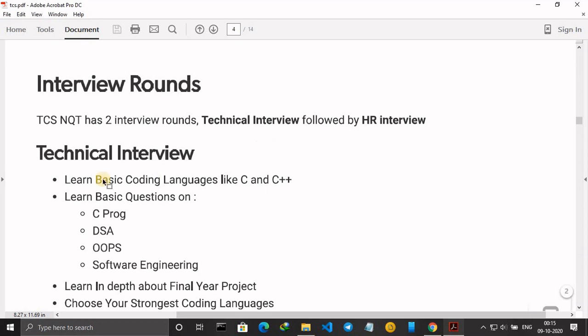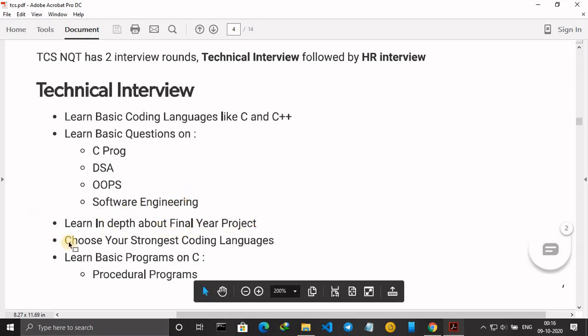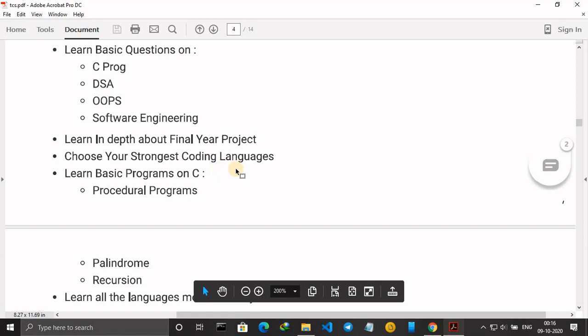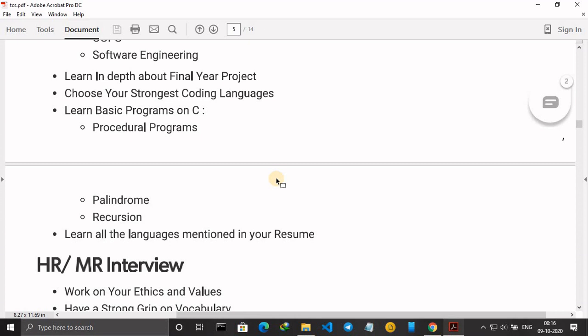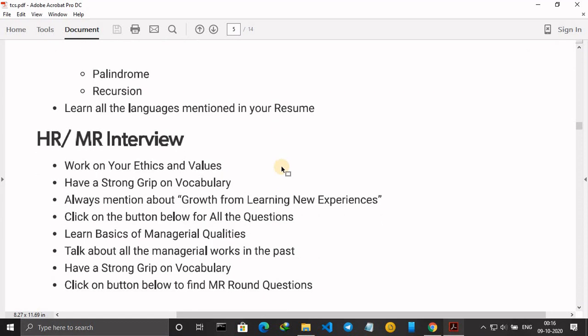So here you can see: learn basic coding languages like C and C++, learn basic questions on C programming, data structure, OOPS concept, software engineering, and learn in depth about your final year project. And choose your strongest coding languages. Learn basic programs on C like procedural programs, palindrome, recursion, etc. Learn all the languages mentioned in your resume. Whatever you have mentioned in your resume, like C, Python, you must have the knowledge of those languages. So if we talk about the next round of interview, there will be the HR/MR interview.